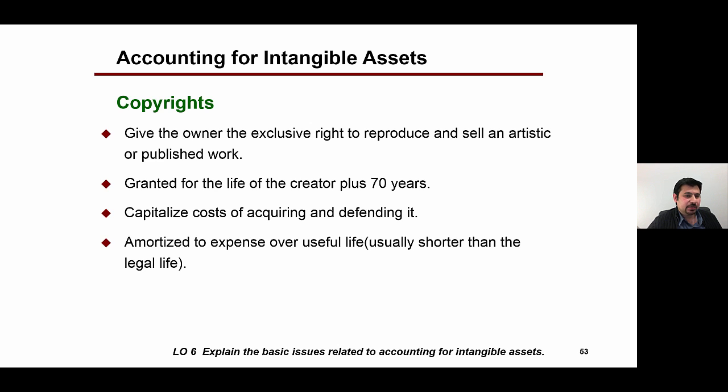And usually the cost of acquiring that asset and defending it will be capitalized and will be reported as the cost of that asset. And this is amortized. The amortization is usually over the useful lifetime, which is usually much shorter than the legal life, which is the life of the creator plus 70 years. But most companies would amortize the cost of the asset over the useful life.